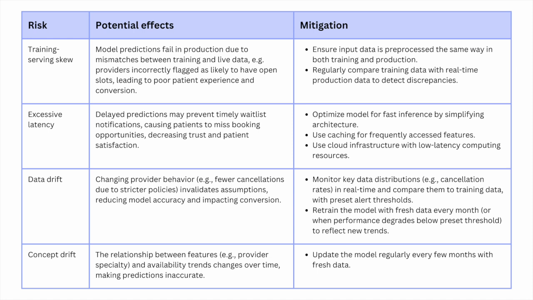There are four primary risks and mitigation strategies. First, training serving skew. Differences between training and real-world data could lead to inaccurate predictions. We mitigate this by pre-processing input data consistently and regularly comparing training versus live data. Second, excessive latency. Slow predictions could frustrate patients. To mitigate, we'd optimize the model for fast inference and use low latency cloud infrastructure.